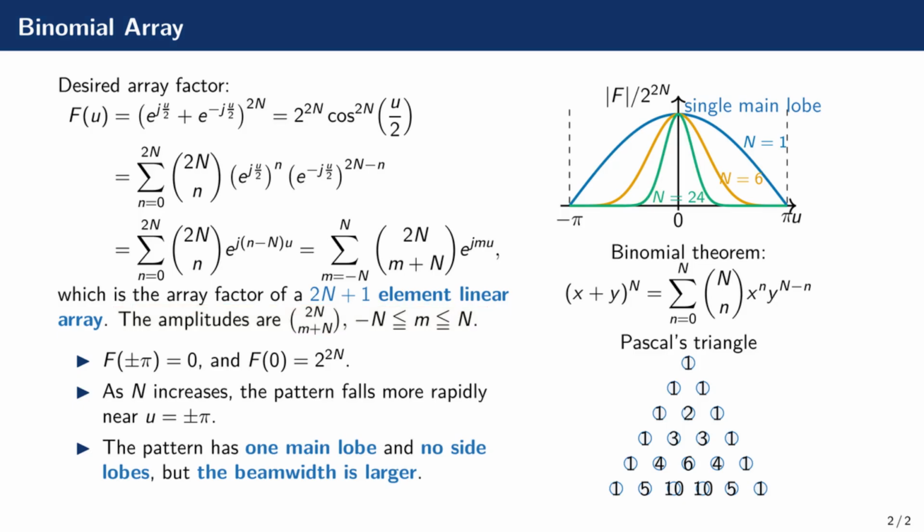This kind of array factor has an important advantage. It has a single main lobe and no side lobes. That means unnecessary radiation is not sent in unwanted directions. However, there is also a drawback. The main beam becomes wider. So in this design, there is a trade-off between side lobe suppression and beam width.